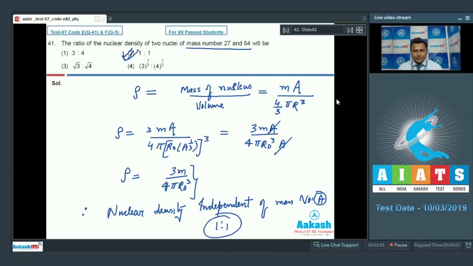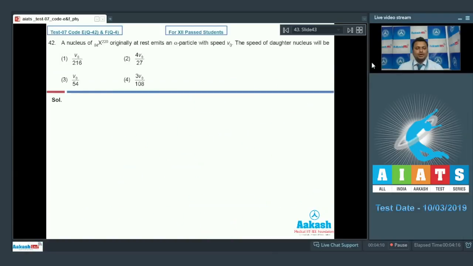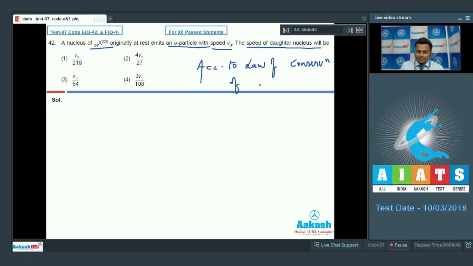Now let us proceed to the next question, that is question number 42. The nucleus of X84-220 originally at rest emits an alpha particle with speed V0. Then the speed of daughter nucleus will be what? Now here law of conservation of momentum will be applied. So according to law of conservation of momentum, initial momentum must equal final momentum.